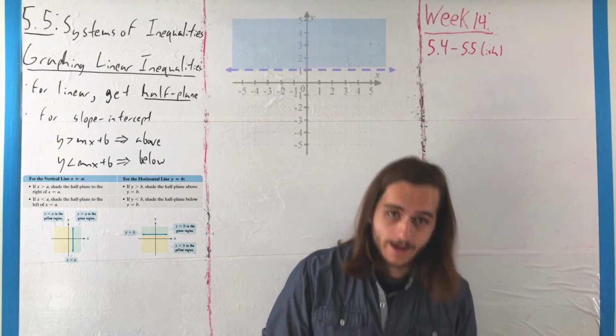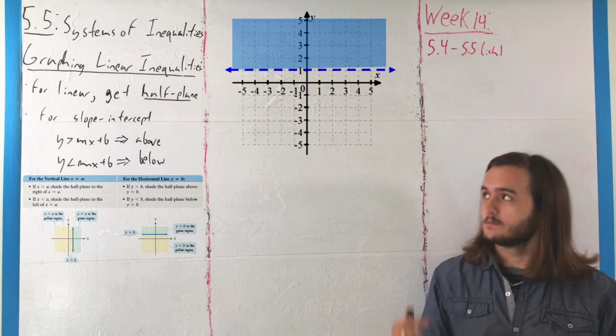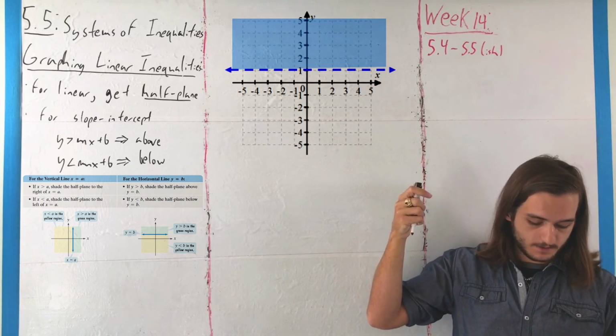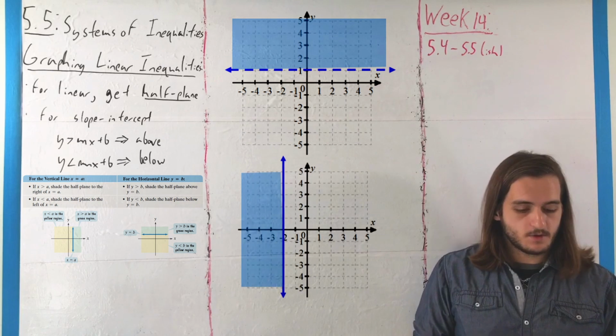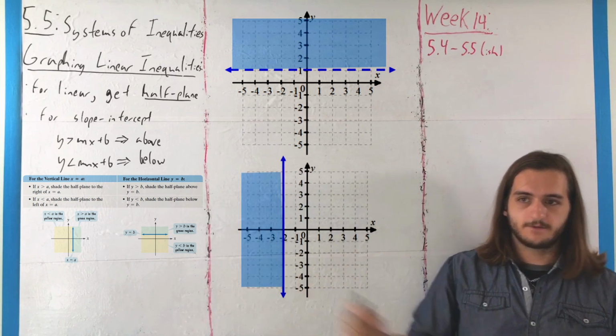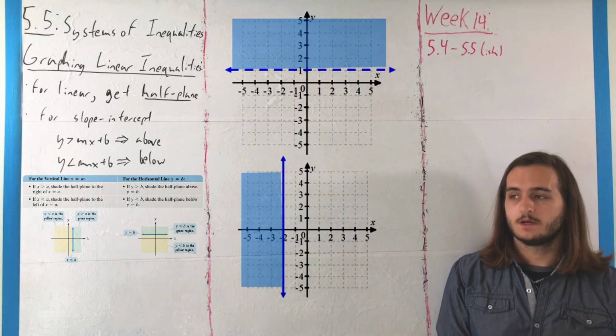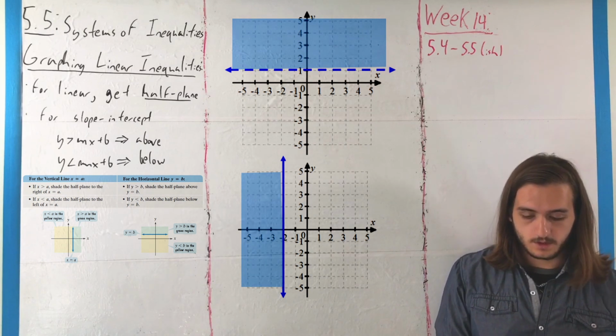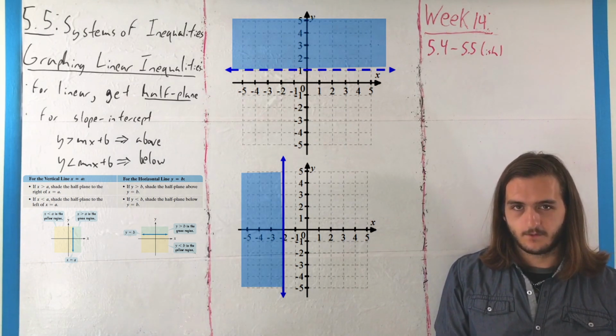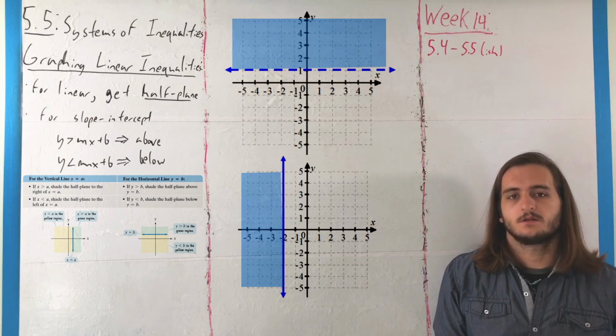So if you have something like y is bigger than 1, we're going above 1. And if we have something like x is at most 2, we're going to the left of 2, where we include 2 in the latter and do not include 1 in the former, because one's strict and the other isn't.